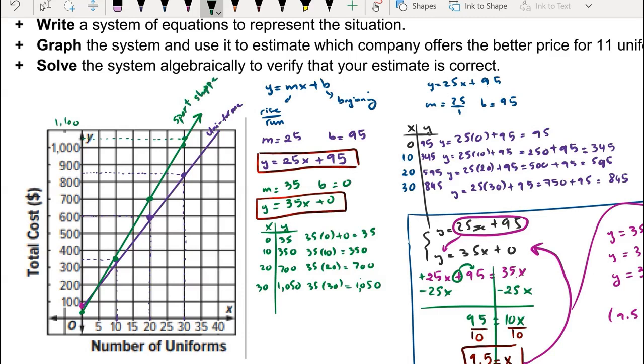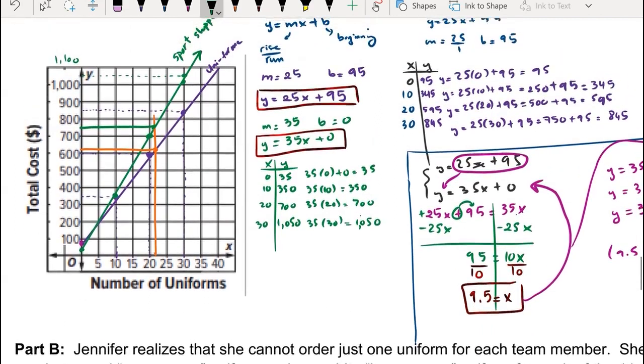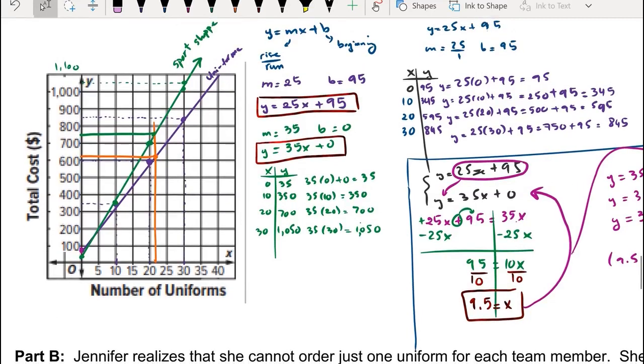Okay, so 22 uniforms. If I draw the line at 22, somewhere right here, going up, for 22 uniforms Unique For Me charges about $600 something, maybe $625. That is my estimation. And Sport Shopee will charge you about $750. So based on the graph, you can see that Unique For Me is cheaper.